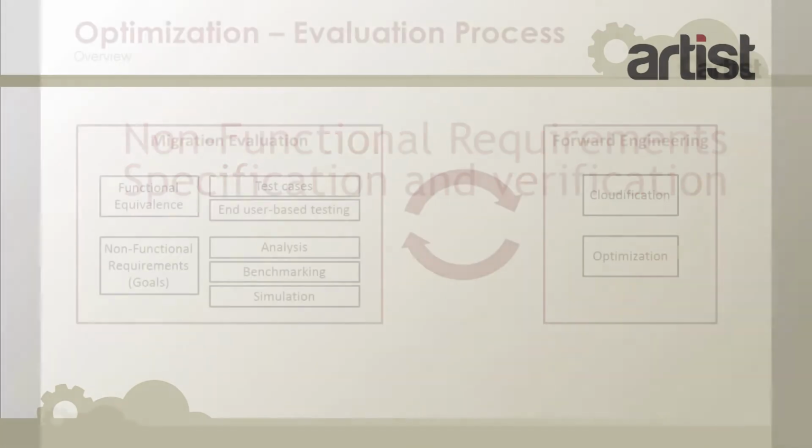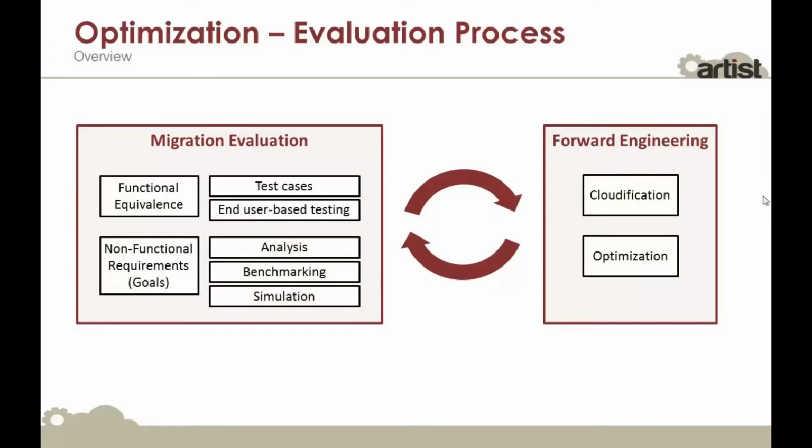In the forward engineering process, the evaluation of the migration success takes place in terms of functional and non-functional requirements. Whereas functional behavior equivalence is an implicit requirement of the migration, which is evaluated by means of test cases and end-user-based testing, non-functional requirements need to be stated explicitly in terms of goals. The central artifact in this iterative process is the migration goal model, which guides the optimization process towards the cloud.